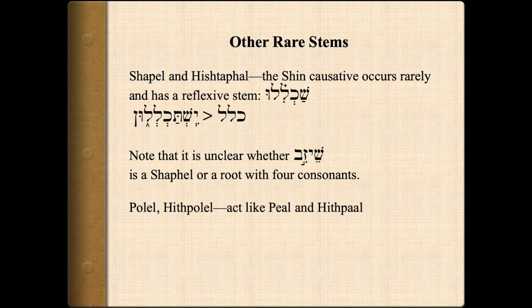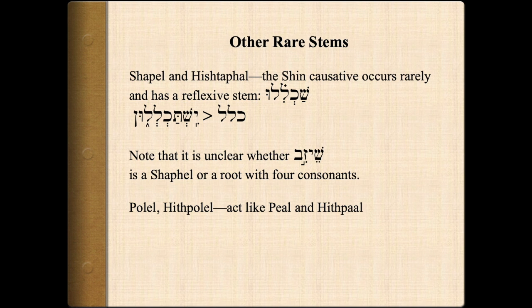Now, it is unclear whether the forms of the verb sheziv are actually shafel forms or simply a root with 4 consonants. It is interesting that in accordance, they give the root as Shin Yod Zayin Beit, but they call it a shafel. So this is one that is somewhat disputed.